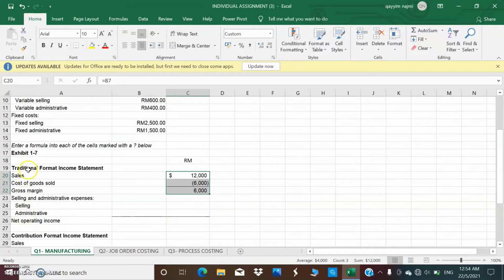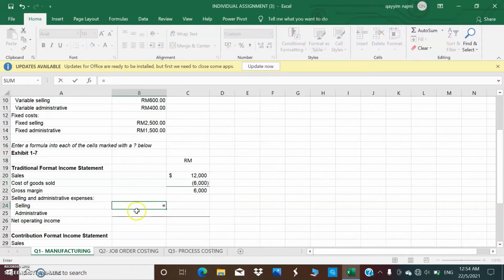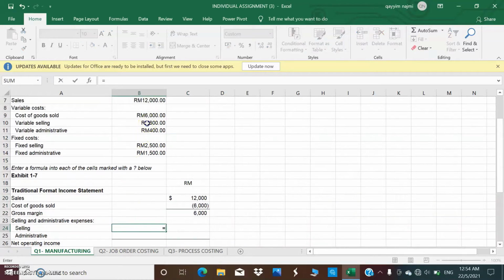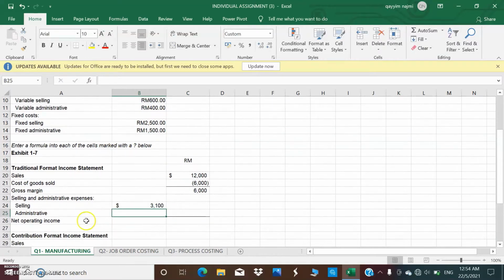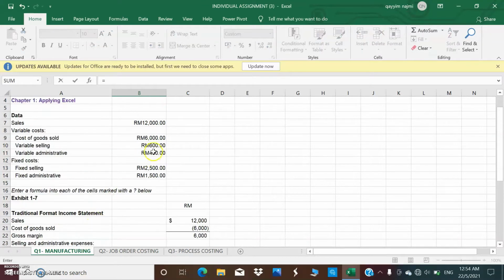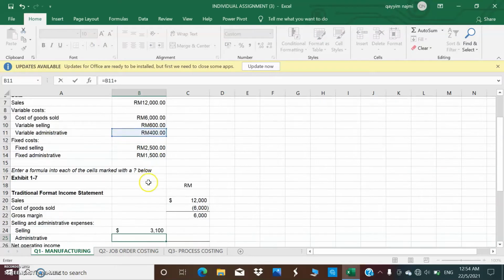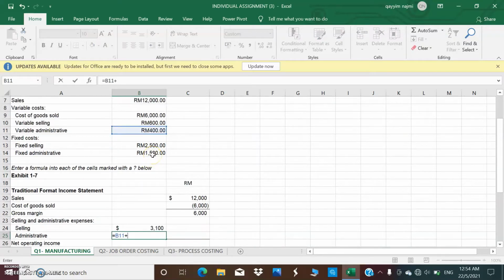And then by the traditional format, selling has a variable and fixed part, and it is the same with the admin. So selling has a variable of 600, and fixed selling of 2,500. It is also the same with the admin: variable is 400, and then fixed for admin is 5,500.